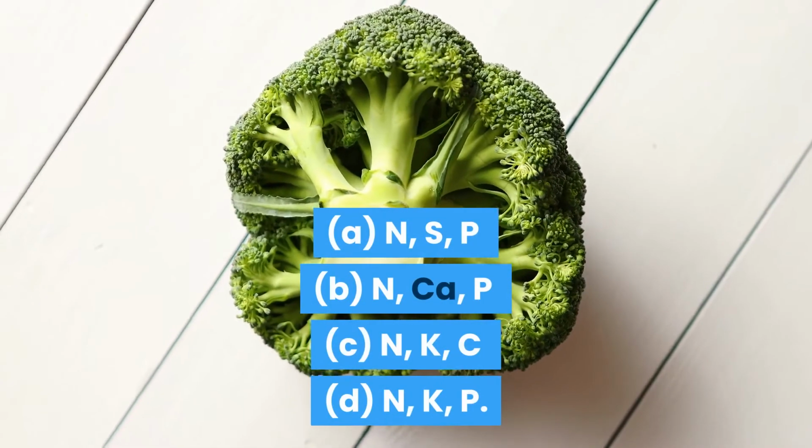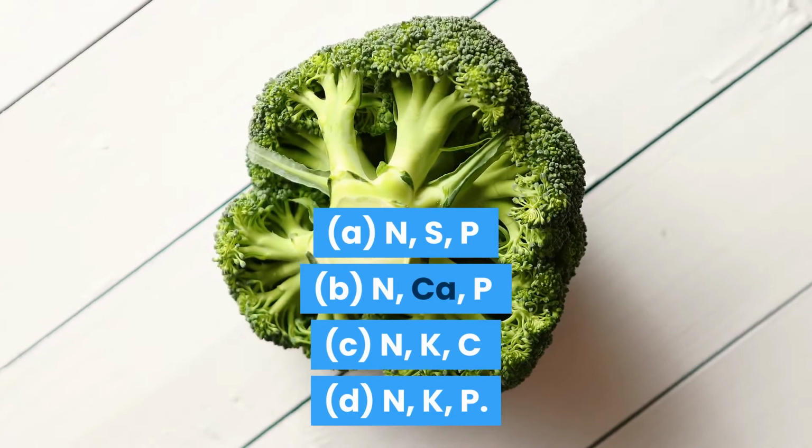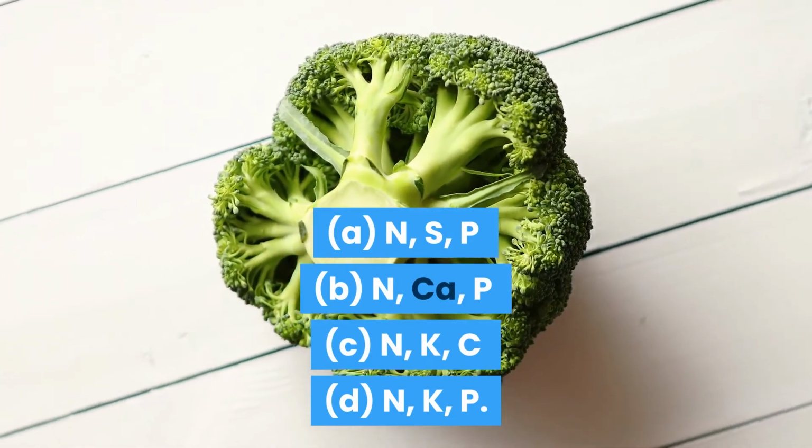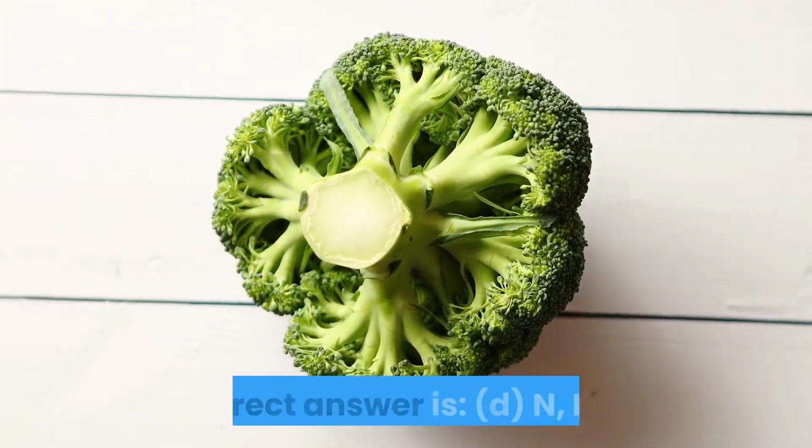39. Which three elements are needed for the healthy growth of plants? A. N, S, P, B. N, Ca, P, C. N, K, C, D. N, K, P. Correct answer is D. N, K, P.